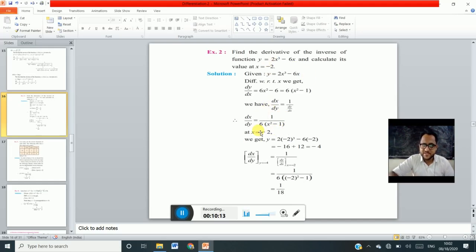And this is the actual derivative of the inverse function, right? The first answer is completed: find the derivative of the inverse function. This is the derivative of the inverse function of y.